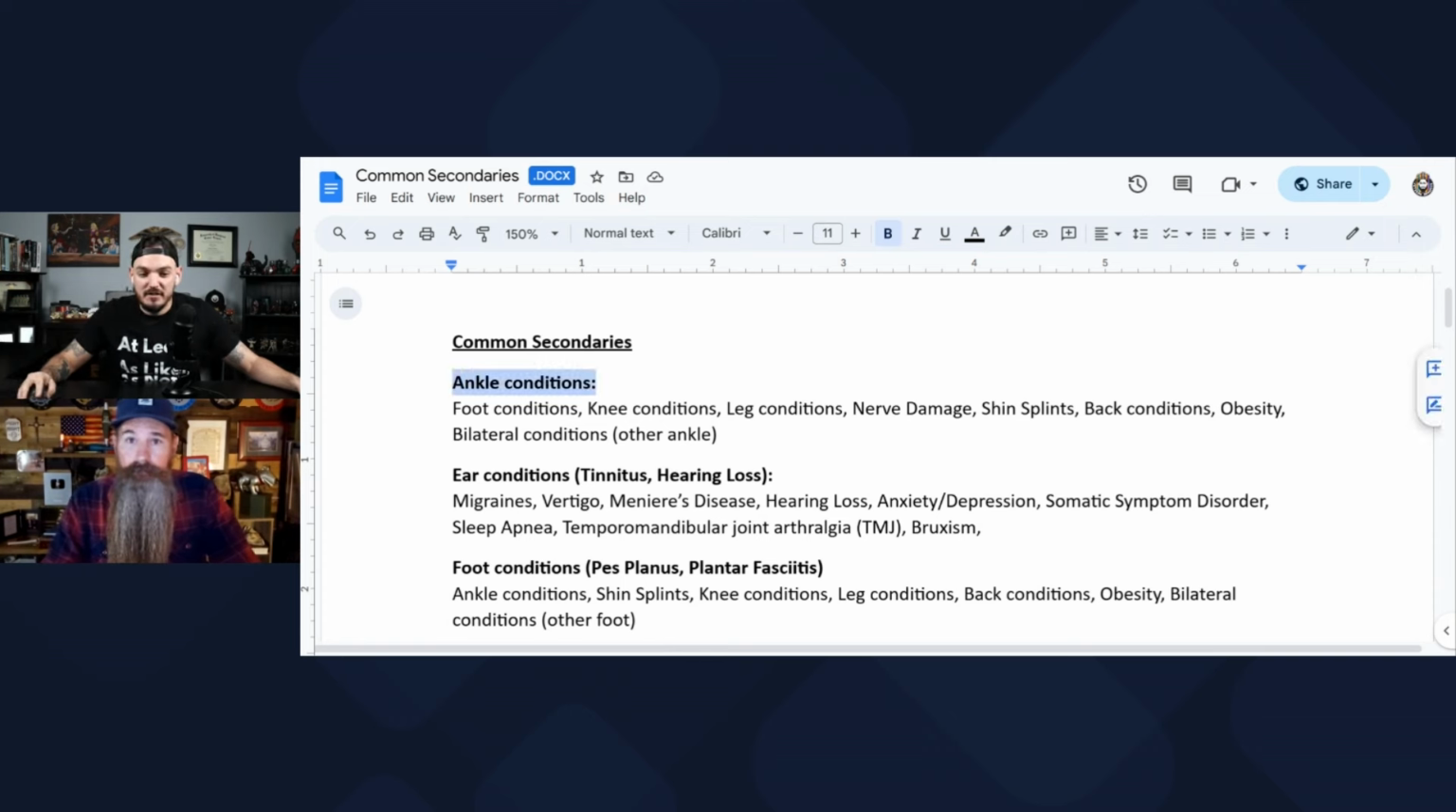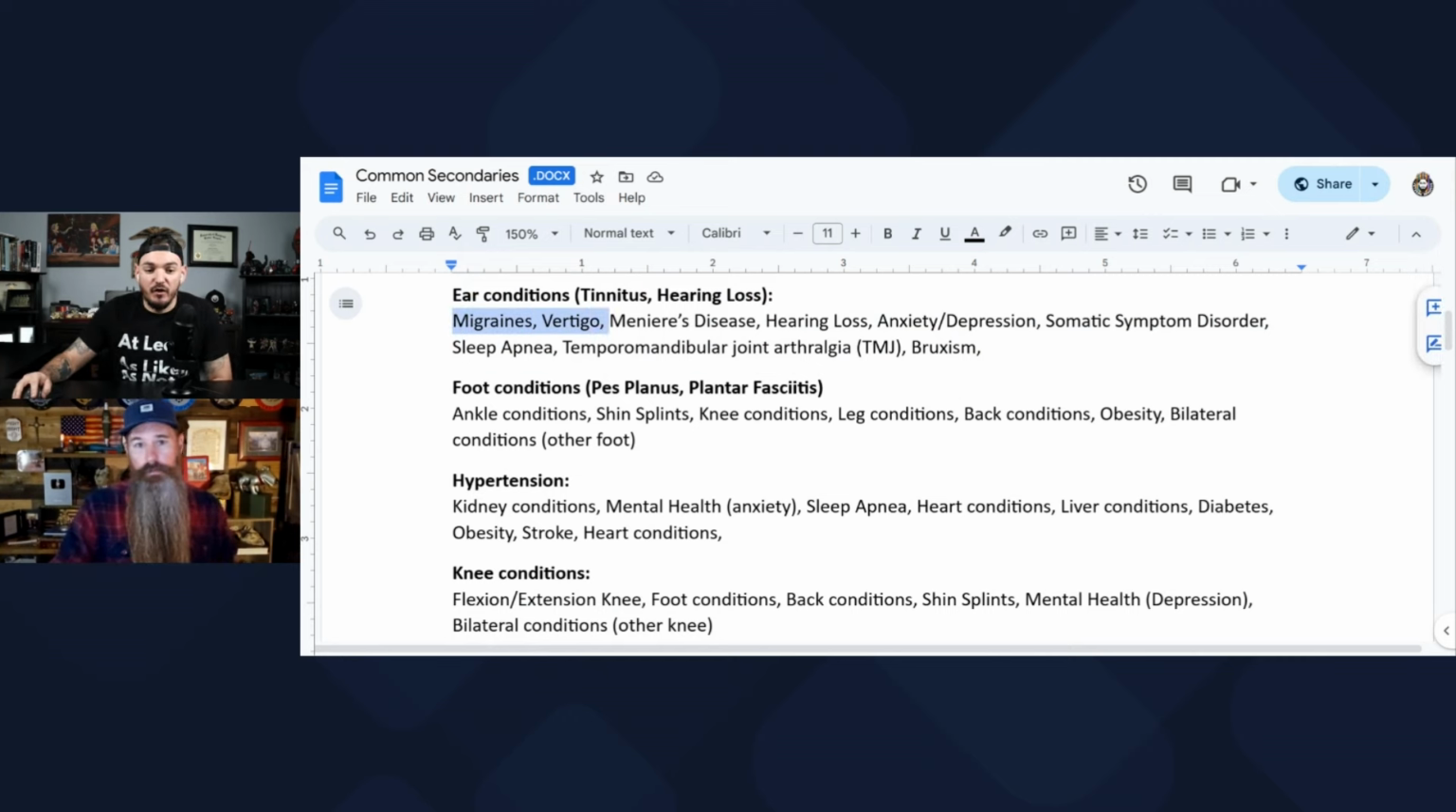So here's ankle conditions. You'll see other foot conditions, knee, leg, basically bottom up is how that's going to go. Obesity here is a solid one for ankles, especially if you have a very severe ankle condition. The most common is going to be your ear conditions, right? Tinnitus, and looking at migraines, vertigo / dizziness. The VA will call that peripheral vestibular disorders. Then you have Meniere's, hearing loss, mental health, especially on the hearing loss side of the house. You could see how your anxiety would probably be spiking. You have symptom disorder.